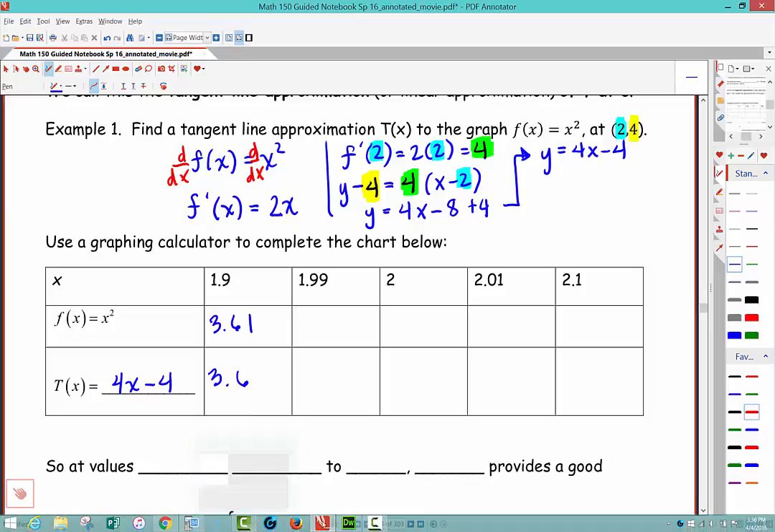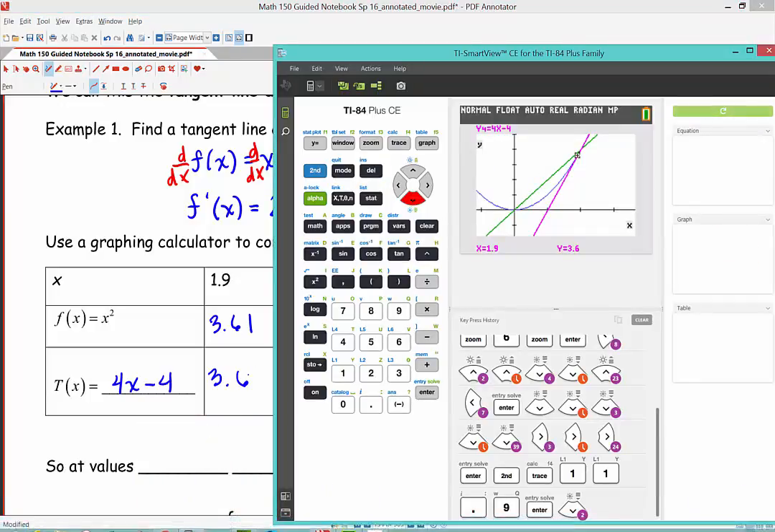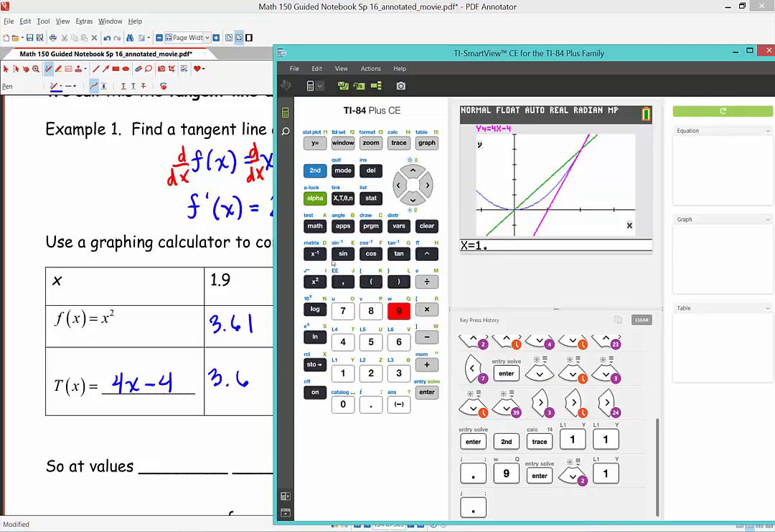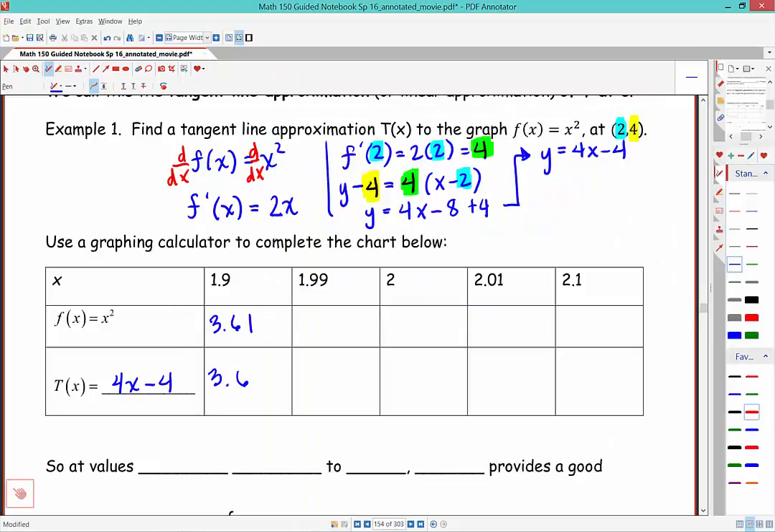Continuing, now we're interested in 1.99, so you don't need to hit the second calculate again, you can just hit your next value. And we'll get, for the pink graph, 3.96, and then for the green, or the blue graph, we'll get 3.9601.